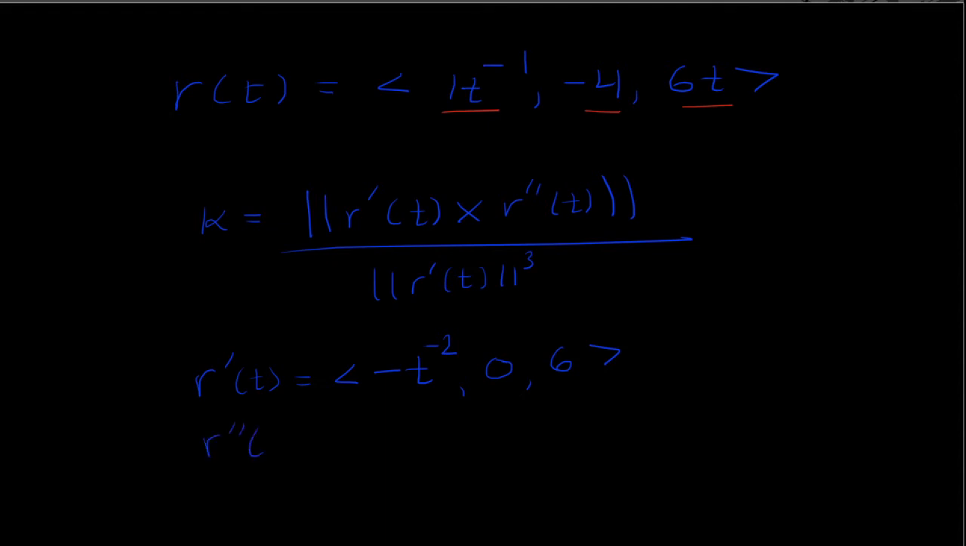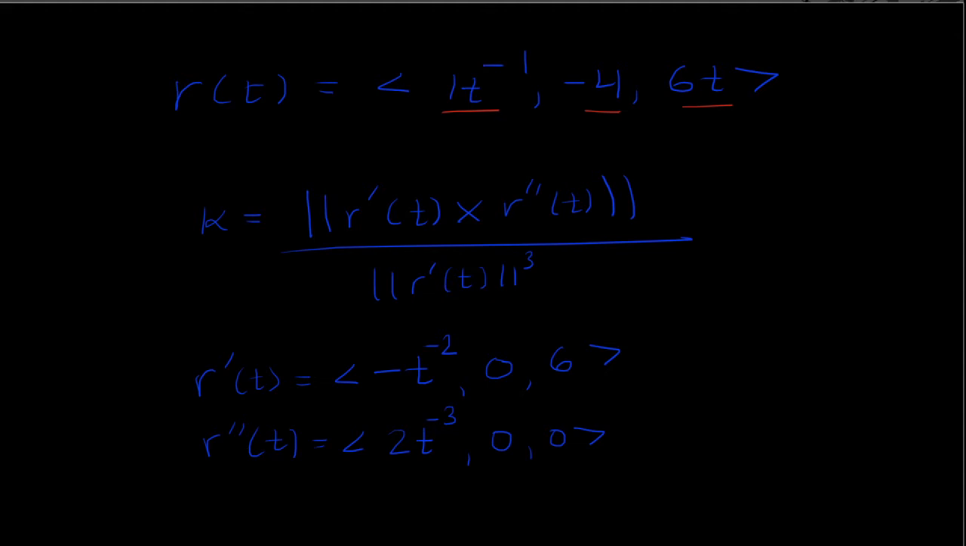Next, we're going to also take the double prime. So we're going to take another derivative. We bring down the negative 2. And then negative 2 times a negative will be positive 2. Subtract 1 from the exponent. And then the derivative of 0 is 0. The derivative of 6 is also 0.